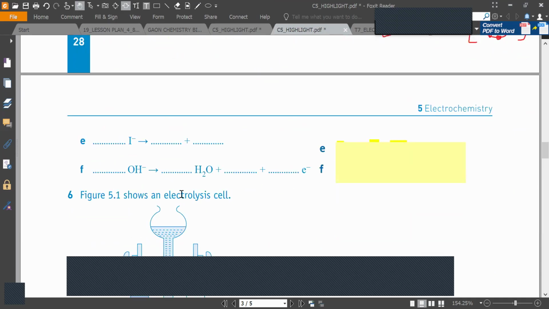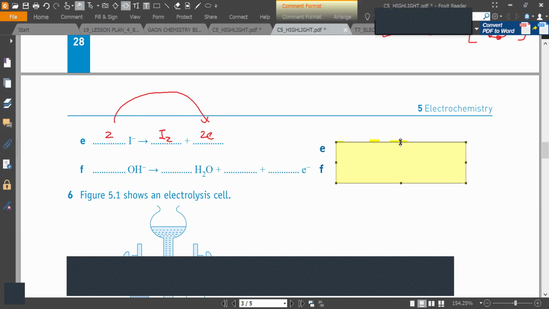Okay, so this one, iodide. Iodide is always turned to iodine, so that's the stable form. 2 iodide, 2 electrons, so this one is losing 2 electrons to form the iodine, like this.